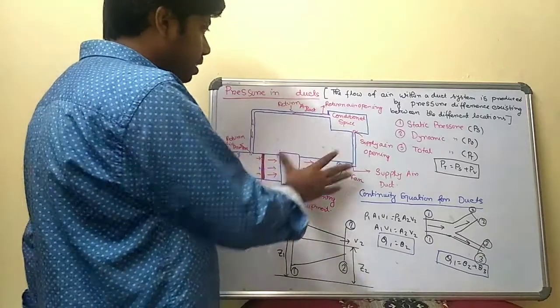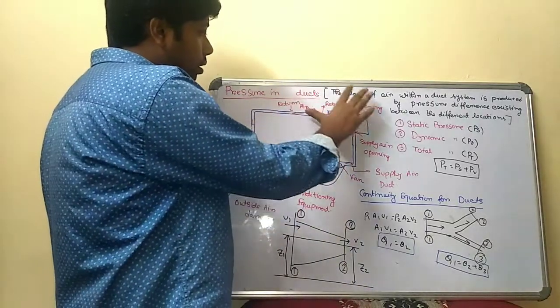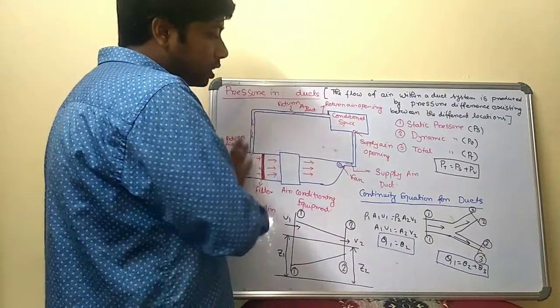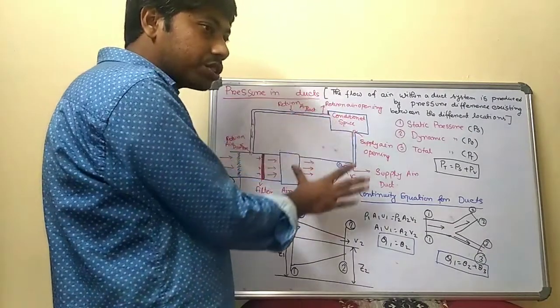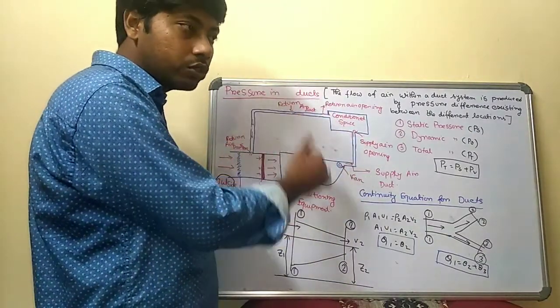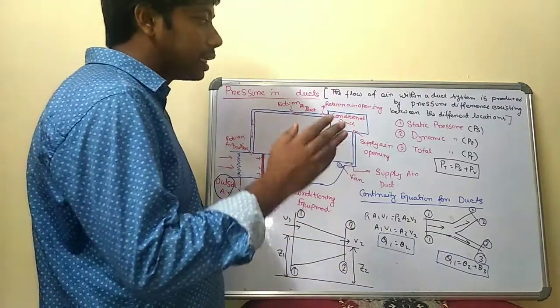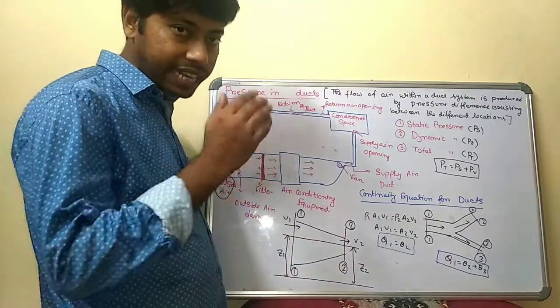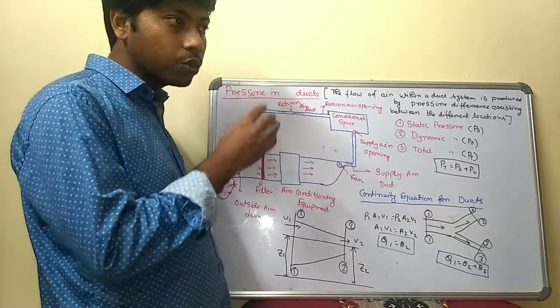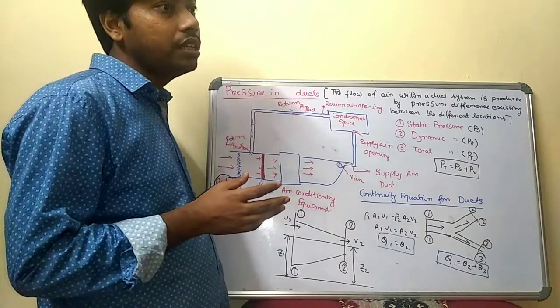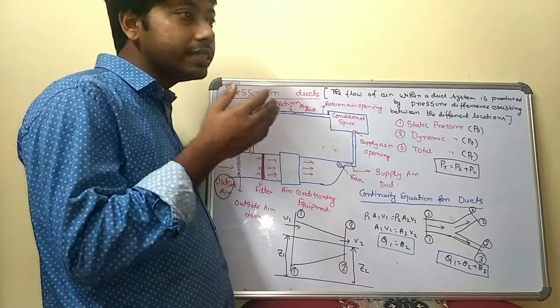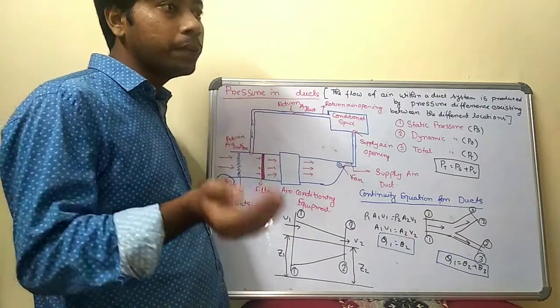So these are the pressures in a duct. Within the duct, or within the distribution system of air conditioning equipment, there are three types of pressure: static pressure, dynamic pressure, and total pressure. Static pressure basically occurs within the duct, because it doesn't actually depend on the movement of air.